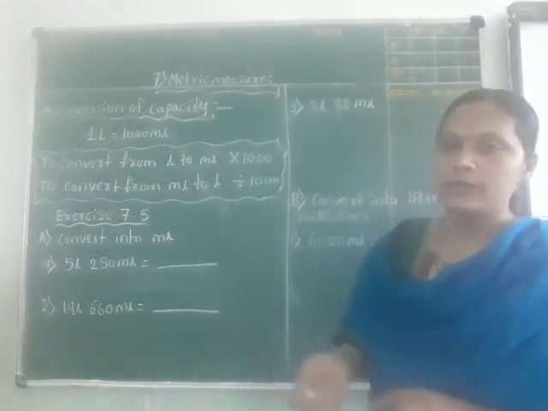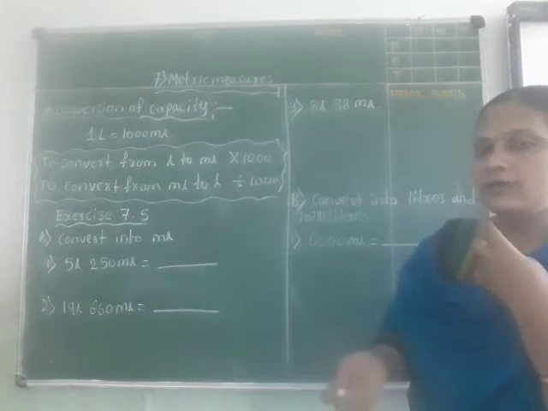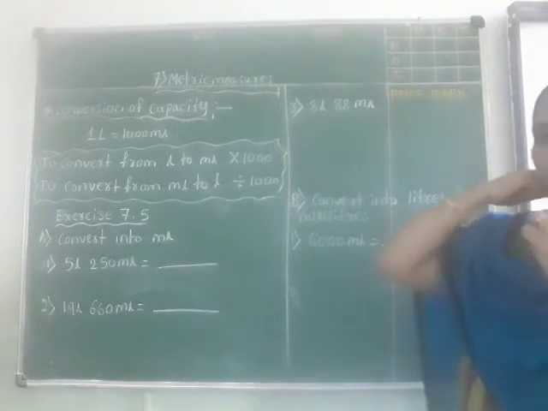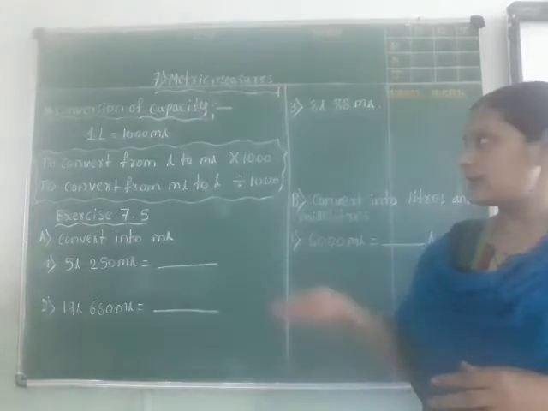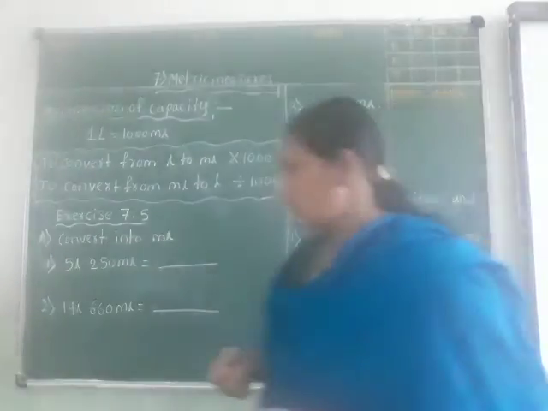So you know that 1 liter is 1000 milliliters. How we have converted in weight, no? The same we have to convert in capacity also, because there also 1000 grams is 1 kg and here also 1000 milliliters is 1 liter. So the same method we have to follow.